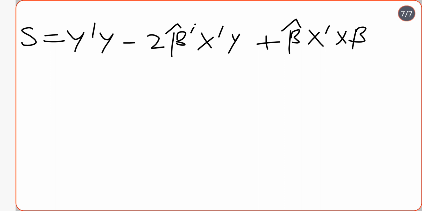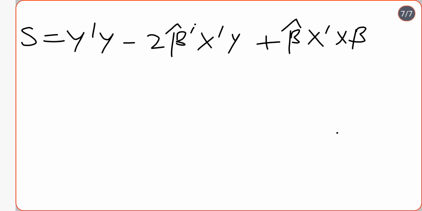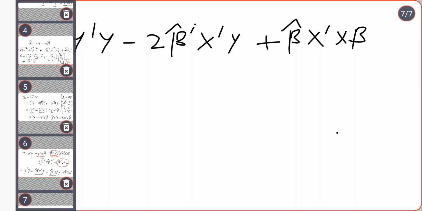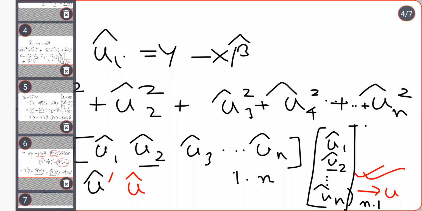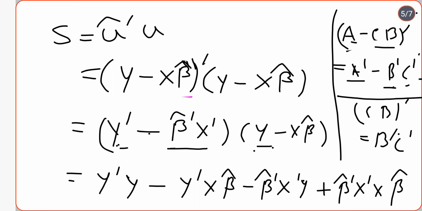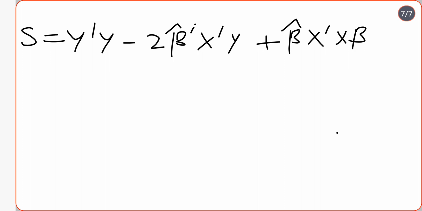Now as I have said, what is S? S is nothing but the sum of the squared values of the errors. So from that S, after calculating, we have obtained this u prime u, and after multiplying u prime and u and putting the values, we have obtained this. So basically what was our target? Our target was to minimize the sum of the squared errors.